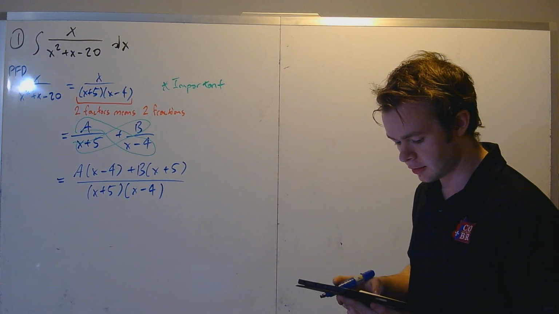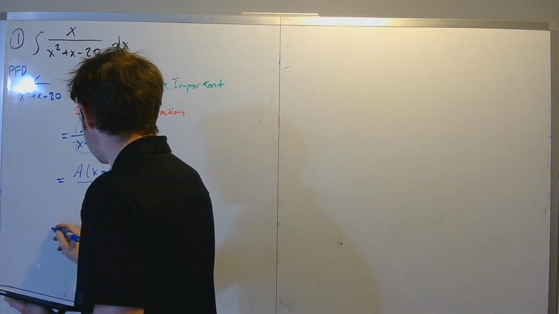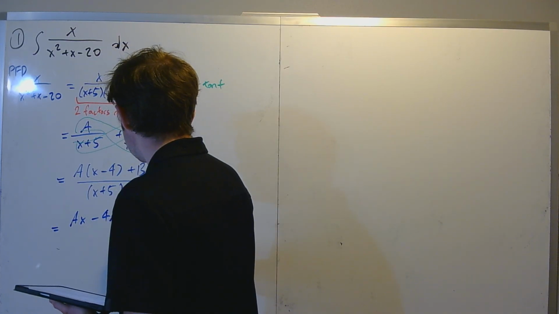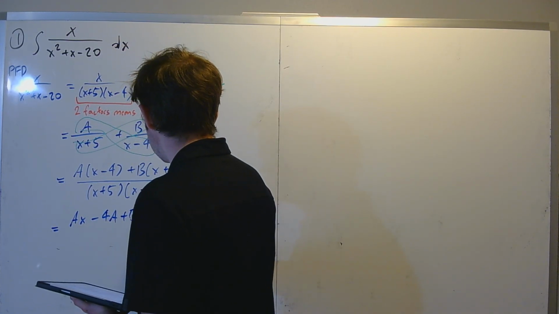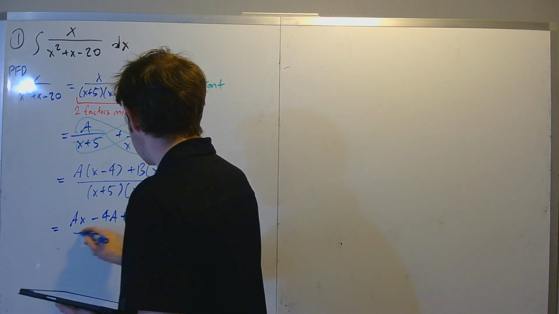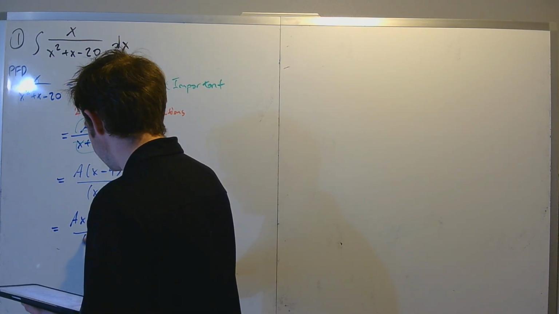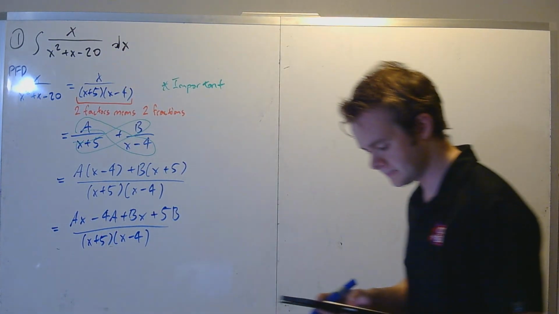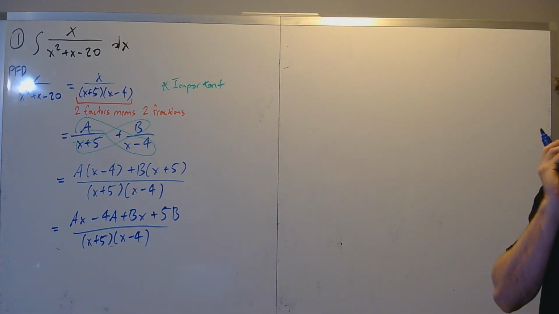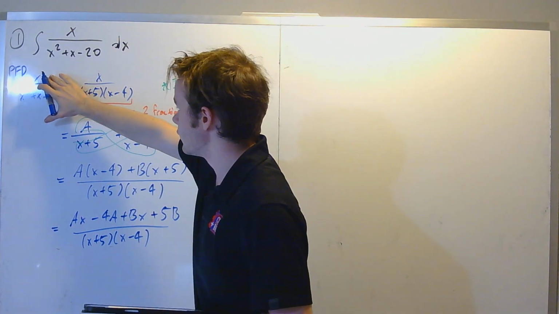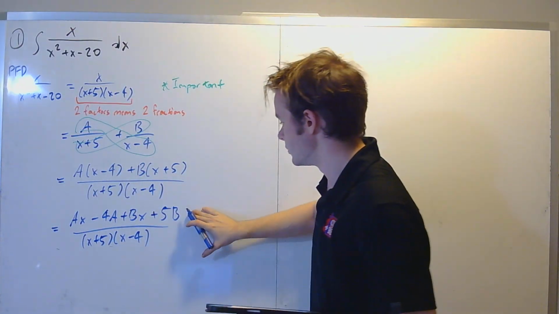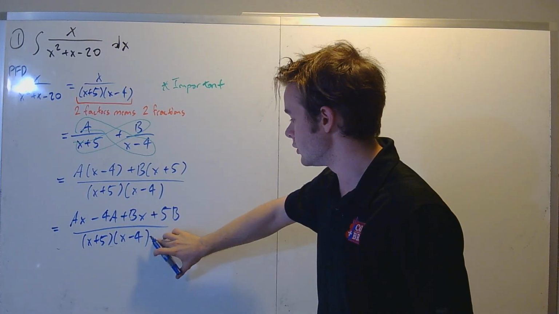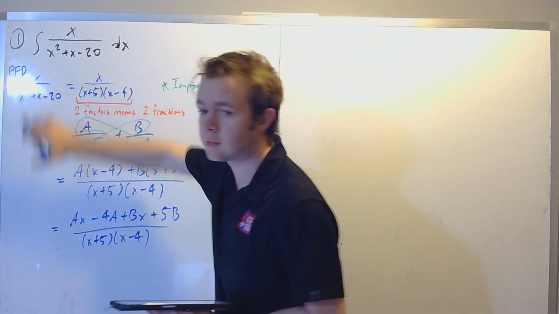And then we can go ahead and distribute. If we do that, we're going to get ax minus 4a plus bx plus 5b over our x plus 5 times x minus 4. Okay. So now we have to look back at our original function. The numerator of our original function is x, and the numerator here is this complicated thing we've written down. Since the denominator is the same, this numerator is the same thing as x.